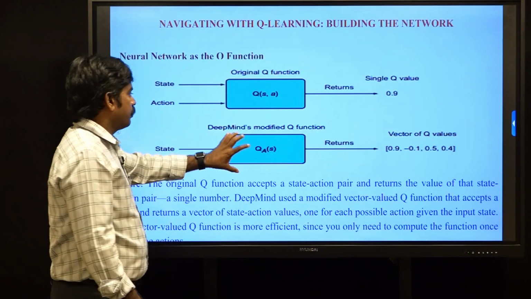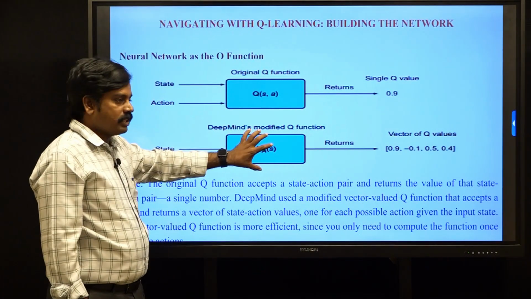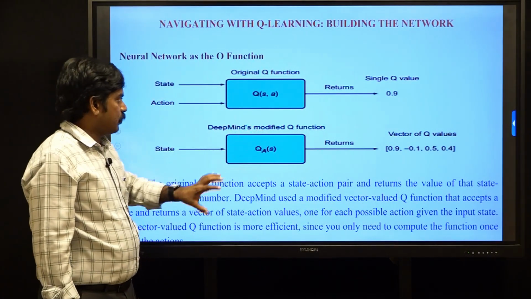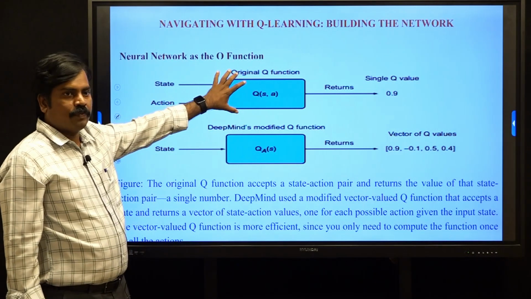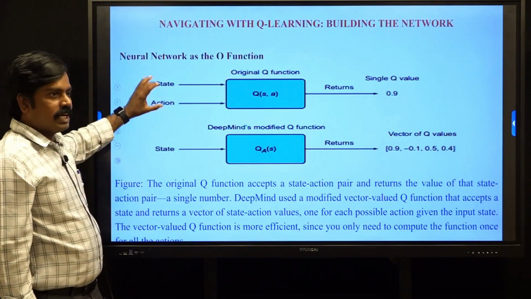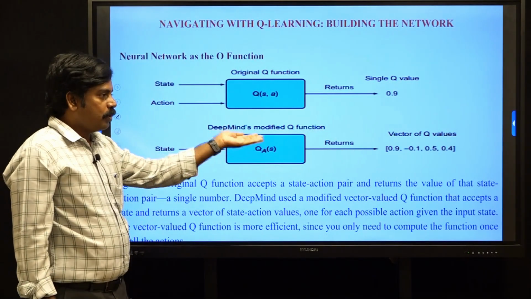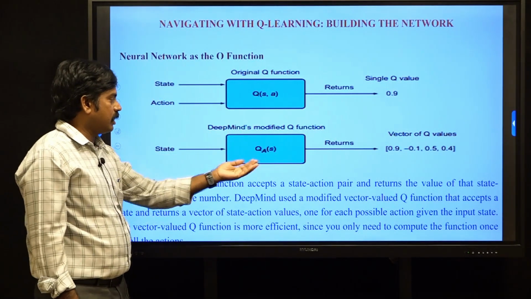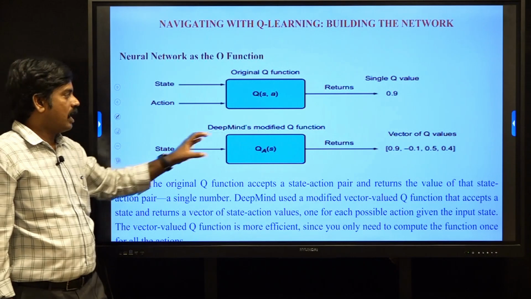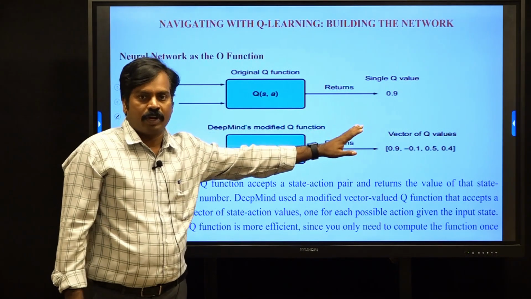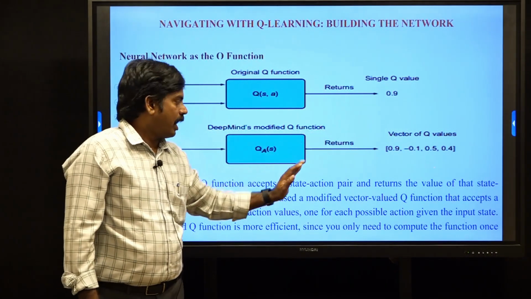This is the Q function implemented with the neural network. The ordinary Q function takes the state and the action as input and returns the Q value. If we implement the Q function with a neural network, it receives the state as the input and returns the Q values for all possible actions.